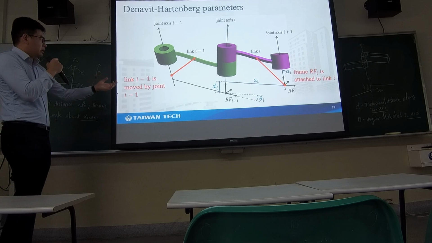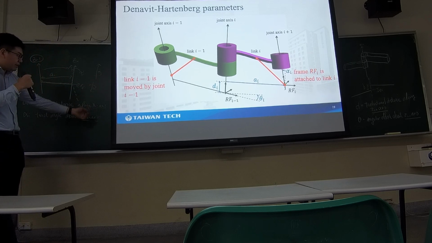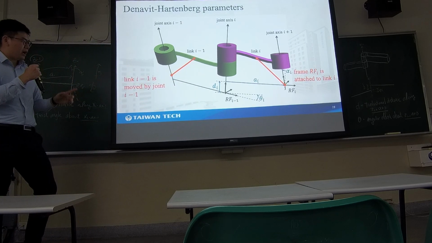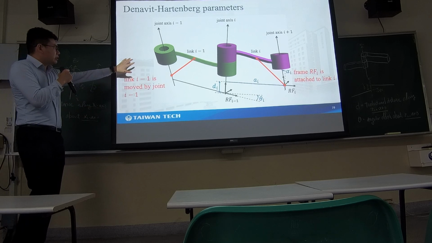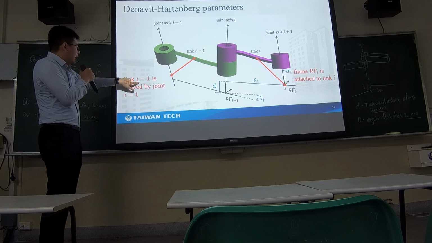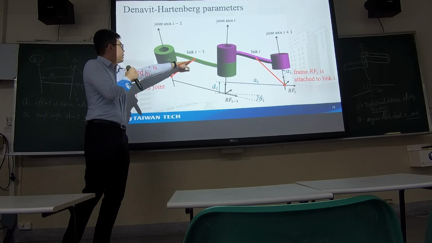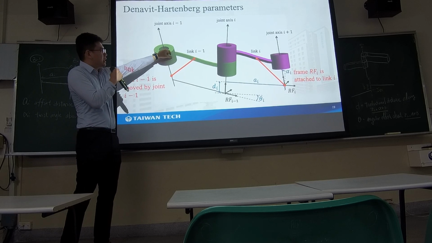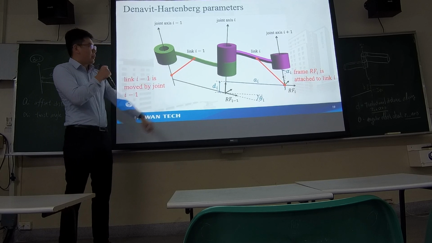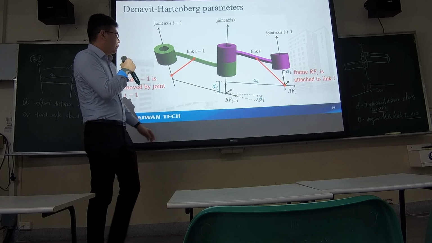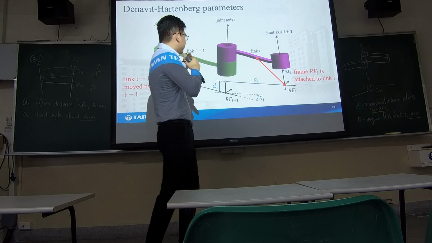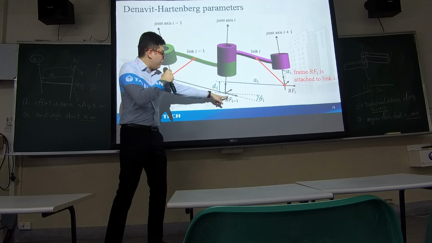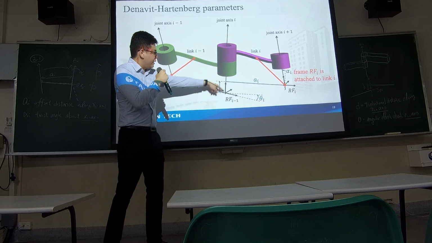So this is why you have the x-axis here, and that side is the x minus 1, z minus 1 axis. The link i minus 1 is moved by the joint i minus 1. So this joint will move this link. However, the reference frame of the i minus 1 is here.